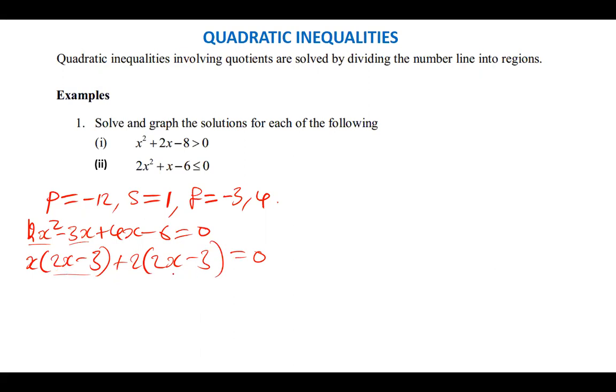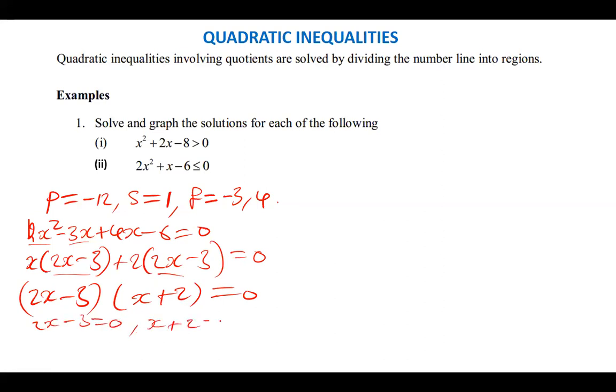So make sure that this part and that part is the same. If they are different, it means that you have made a mistake somewhere. So we can write this as 2x minus 3, and then we have x plus 2 is equal to 0. So the critical points: let me equate them to zero first. 2x minus 3 is equal to 0. Then we have x plus 2 is equal to 0. So when you equate this to 0 and simplify it, the value of x will simply be 3/2. When you equate this to 0, the value of x is simply going to be x is equal to -2.